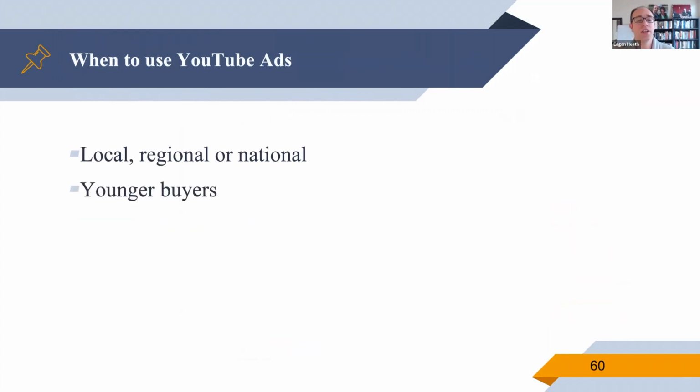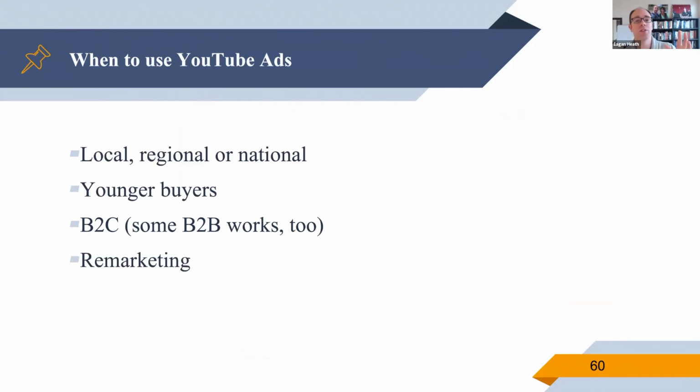A lot of younger people are on it, but I could actually share some stats if you want to. Over half of Americans in every age group are on it, or at least using it. So younger people might watch it more often, but all the way up, even 70 plus years old, people are watching YouTube. It's pretty amazing. And then B2C, and I would say some B2B can work well. And obviously, remarketing is huge. Someone comes to your site and leaves, and then they see a video testimonial from one of your previous customers or clients or something like that.